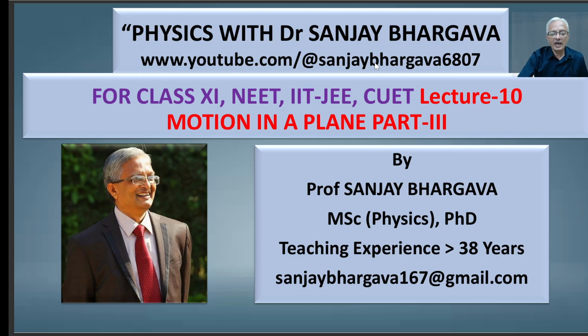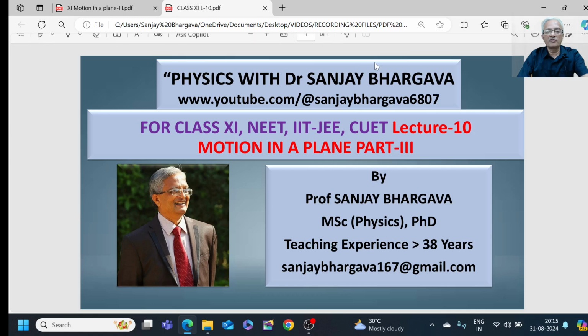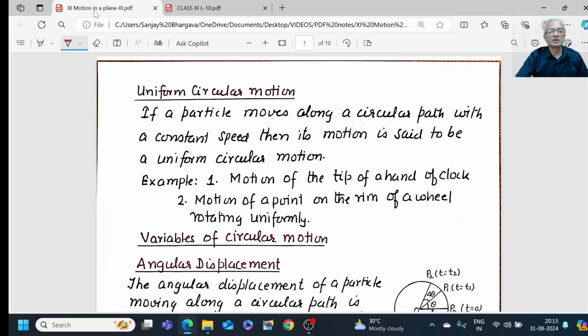In our third video on two-dimensional motion, we would be dealing with uniform circular motion, the variables of circular motion like angular displacement, velocity, acceleration. We'll discuss uniform circular motion, requirement of centripetal acceleration, centripetal force, and discuss non-uniform circular motion.